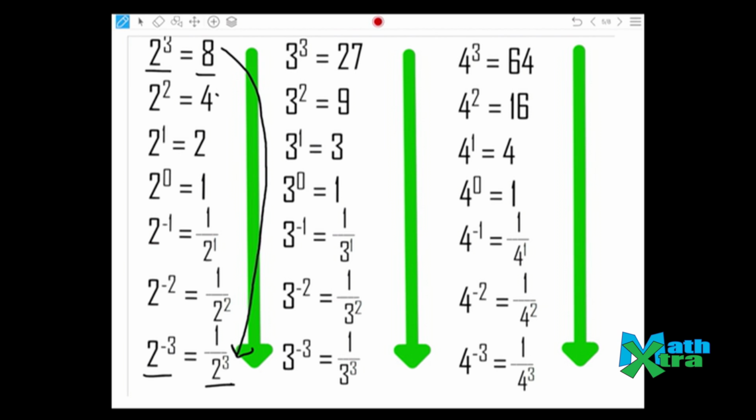Again, this 4, 2 squared, matches here. We said it was 1/4, but 2 to the negative second power is going to give us 1 over 2 squared. 2 to the negative first power is matching with this one, and it's going to give us 1 over 2 to the first power. So, are you seeing what I'm seeing? Hopefully you are, and I'm not going to reveal it yet because I want to see it one more time.